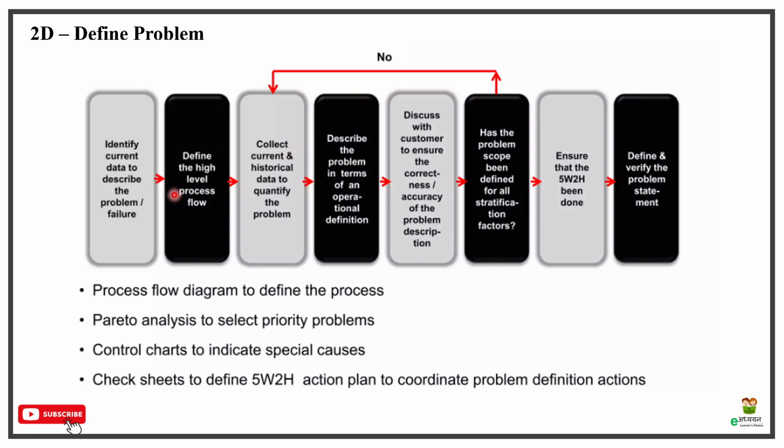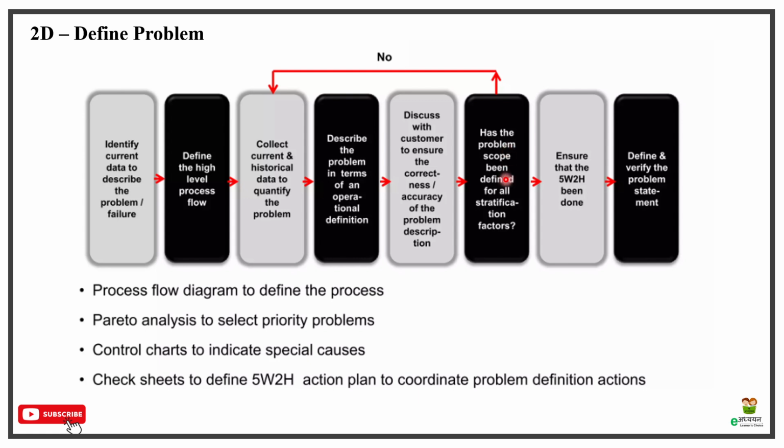Now to define a problem we need to follow some steps. A process flow diagram is used to define the process. Identify the current data to describe the problem or failure. Then define the high level processes or a process flow for that particular problem. Then collect the current and historical data to quantify the problem. Then describe the problem in terms of an operational definition. Then discuss with the customer to ensure correctness.